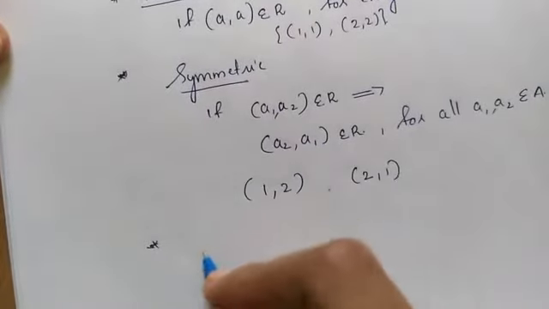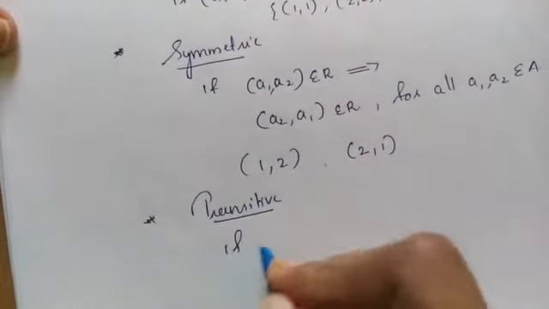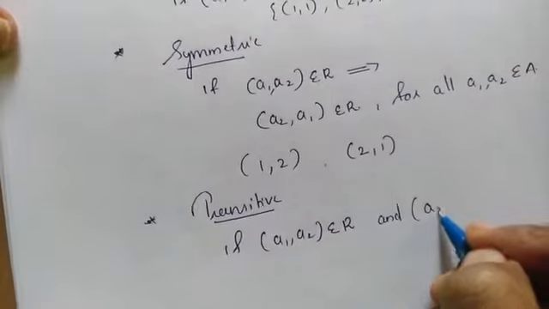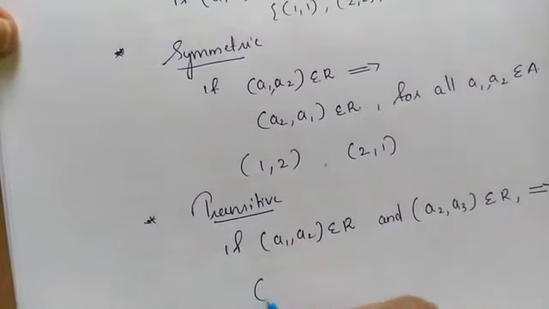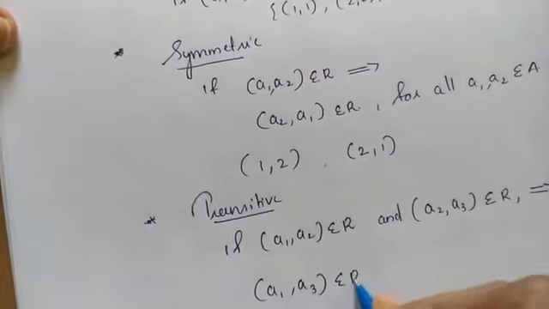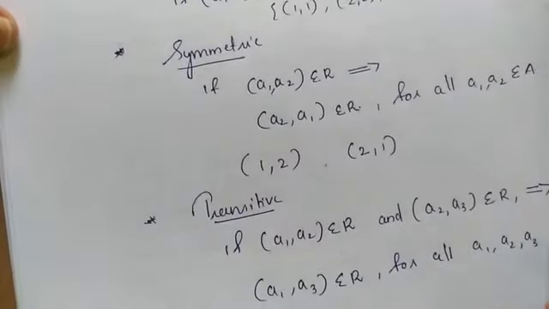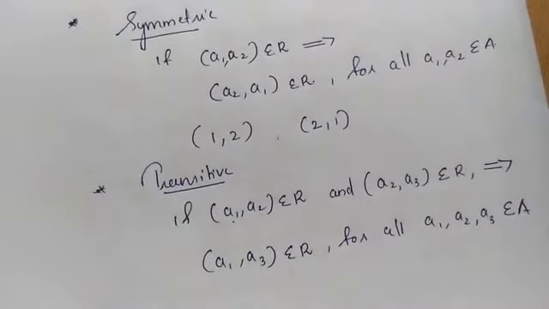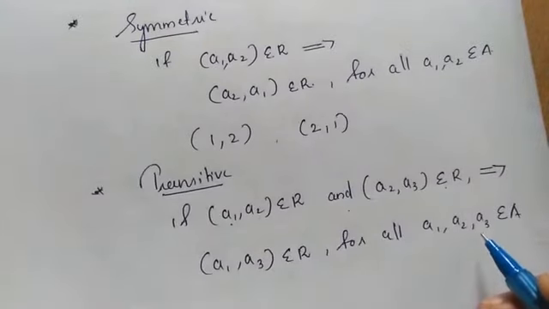Next point is transitive. The definition is if (a1, a2) element of R and (a2, a3) element of R implies that (a1, a3) element of R for all a1, a2, a3 element of A. Once again, if (a1, a2) element of R and (a2, a3) element of R, which implies that (a1, a3) element of R for all a1, a2, a3 element of A.